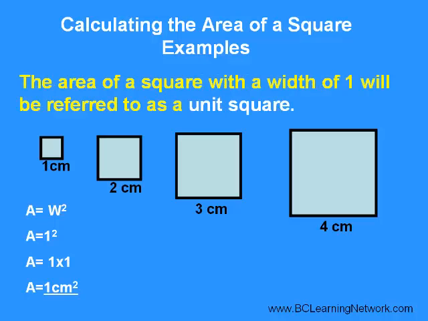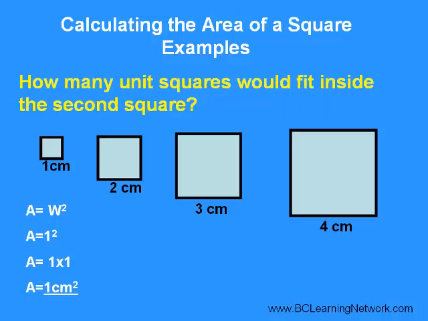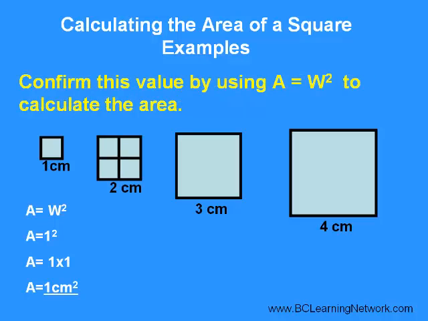Now, I want you to use the area of this first square to help you find the area of these other squares. We're going to refer to the area of this first square as a unit square because it has an area of 1. How many of these unit squares would fit inside the second square? There would be 4 unit squares that would fit nicely inside.